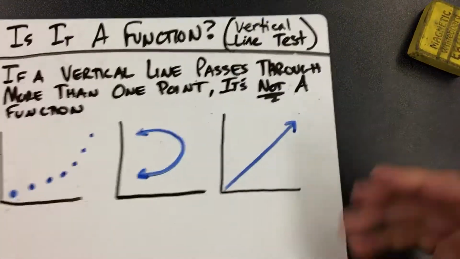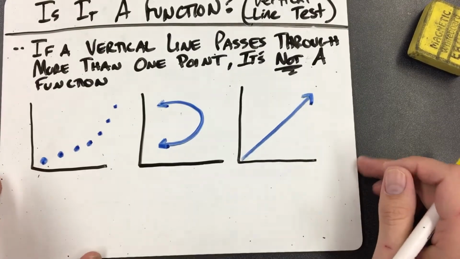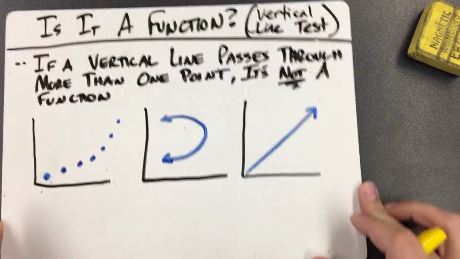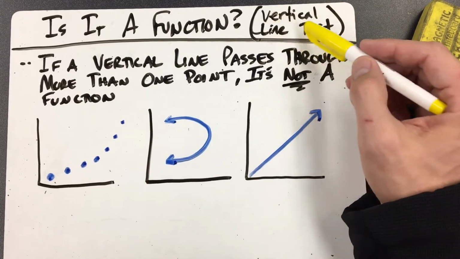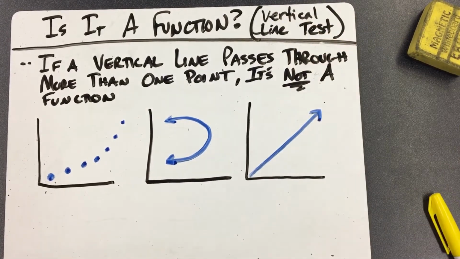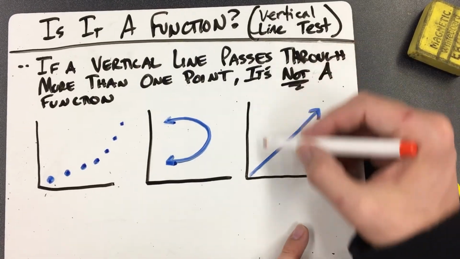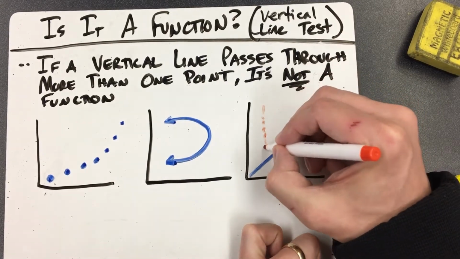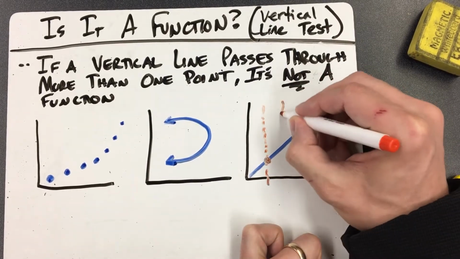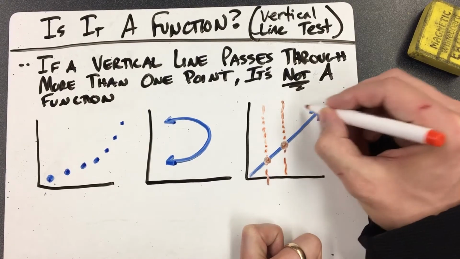The very last thing we're going to do today is graphs. How do you tell if a graph is representing a function? There's something called the vertical line test. Basically, you take a vertical line and you try to draw it through the shape, right? And if any of your vertical lines ever touch the graph in more than one place, you do not have a function.